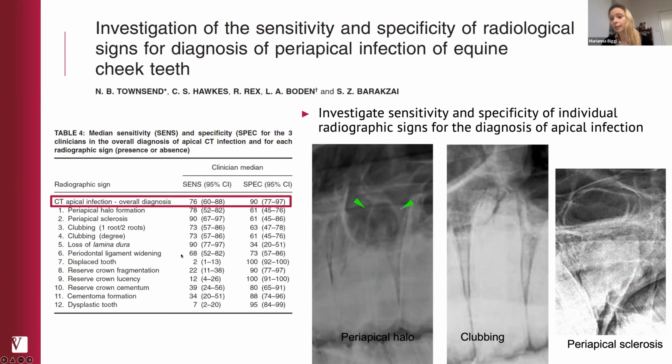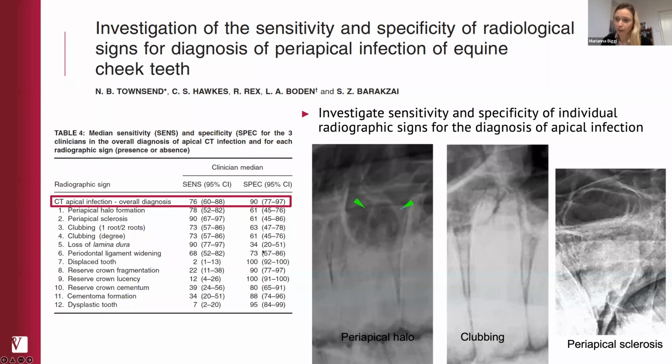However, if we look at all the changes that they looked at, we can see that some changes were more sensitive than others for detecting infection. And the one that they looked at the most was periapical halo, which is a lucency around the tooth roots and widening of the periodontal space, as we can see in this case. Another factor that was looked at was clubbing of the tooth roots, which is this change in shape of the tooth roots, as we can see in this case. And another factor that was associated with infection was periapical sclerosis.